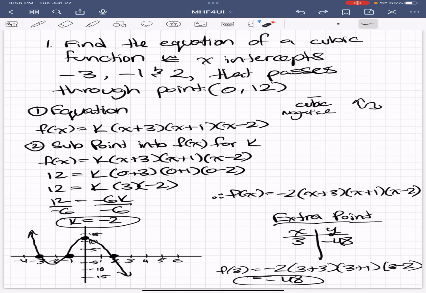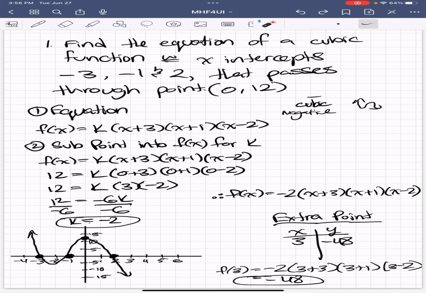And so we have sub the point into f of x for k. We don't know the value of k yet. Usually there's a value for k for each polynomial function. What we've done here is we've copied down the basic equation for the polynomial, and we inputted 0 for our x and 12 for our y. 12 is here, 0 is there. And then we calculated for k.